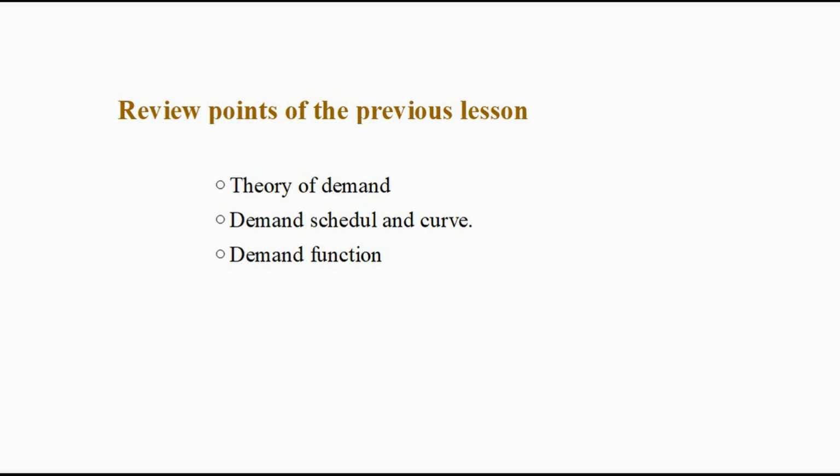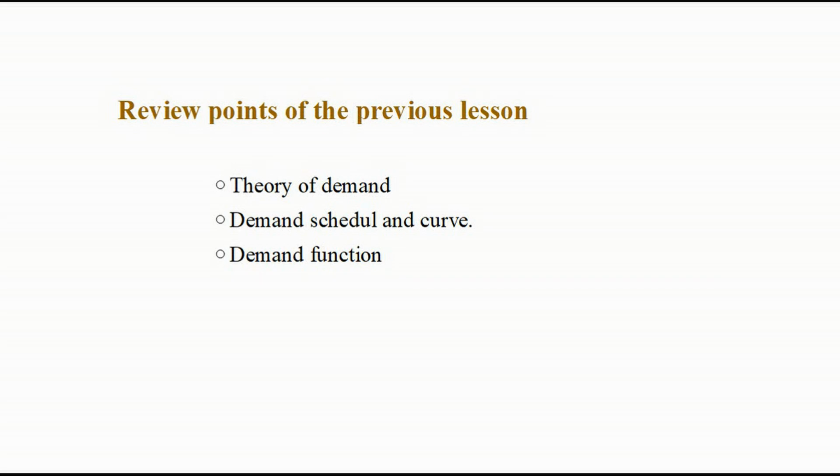In the demand schedule, there is individual demand and market demand. The individual demand refers to the individual quantities demanded by an individual household. And the market demand schedule represents the different quantities of a commodity demanded by different households or consumers in the market. The same is true for the demand curve: individual demand curve and market demand curve.